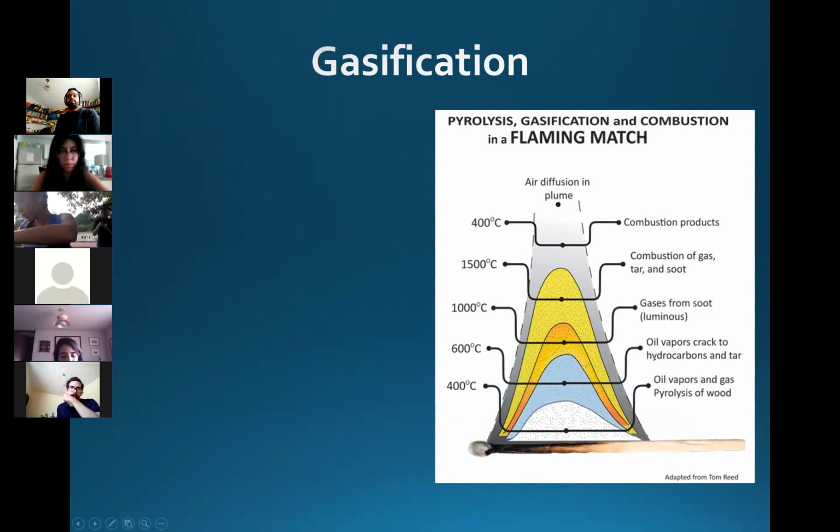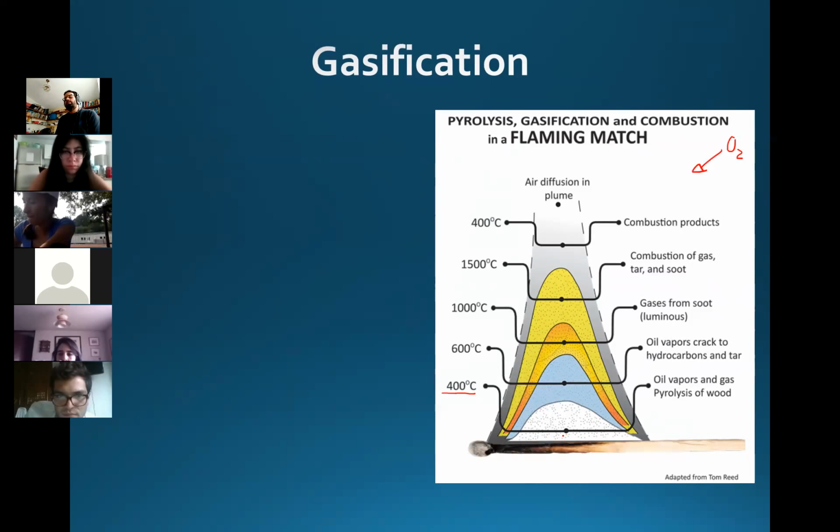In that space, we have absence of oxygen, because oxygen can't come in from the ambient through that part. So we have almost zero oxygen. In this case, when we raise the temperature, the wood starts to decompose in oils and vapors, and then those oils and vapors crack down at higher temperatures, around 600 degrees, and then we obtain hydrocarbons and tar. Tar is like a gooey thingy, a carbon compound that is like chapopote style, more or less.